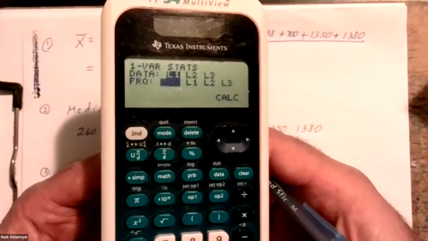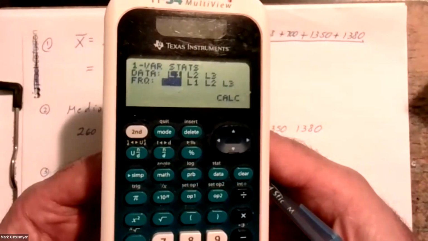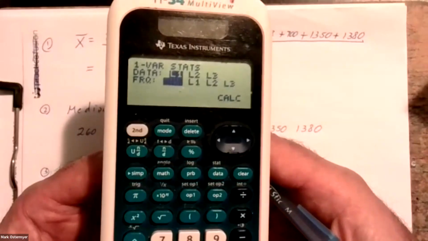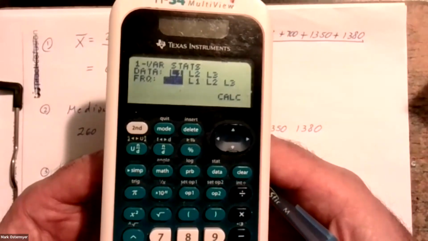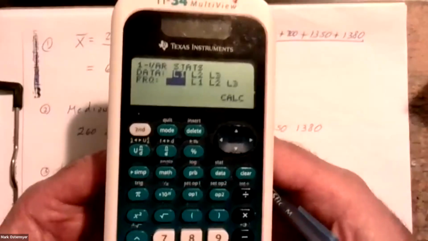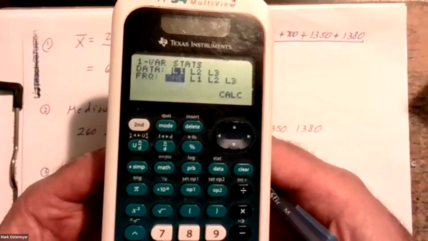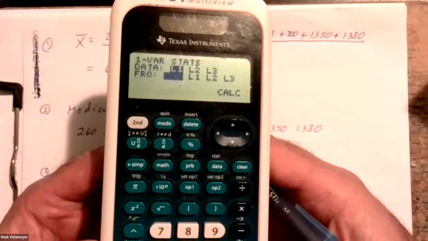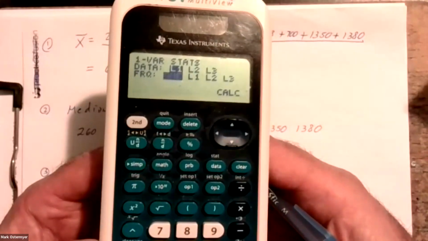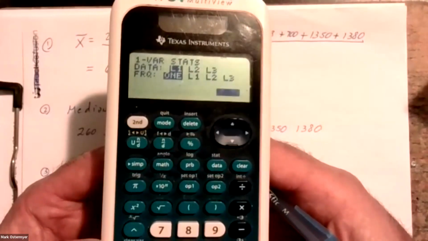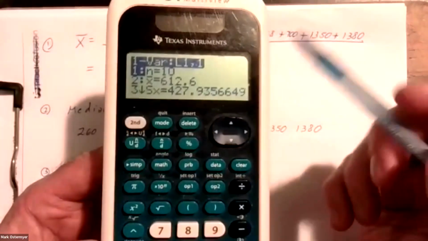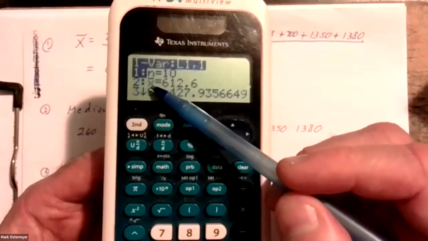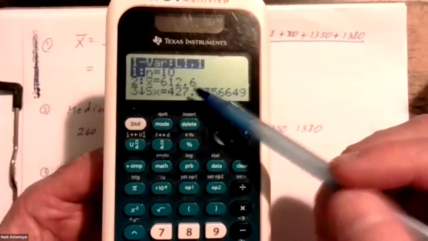Now, the frequency of 1 indicates that every data value you entered has a weight of 1. That's what you want, because this is not a weighted average or a weighted mean we're trying to compute. This data set is not grouped data. It doesn't have different weights per observation. So just select 1 for the frequency. Then calculate. Notice x bar is the mean of that data set, 612.6.